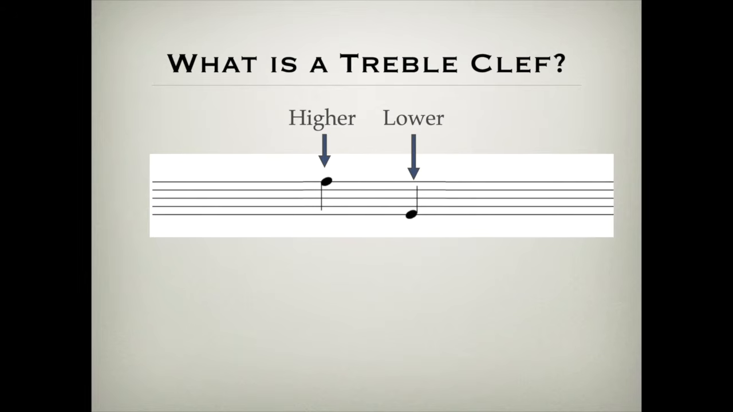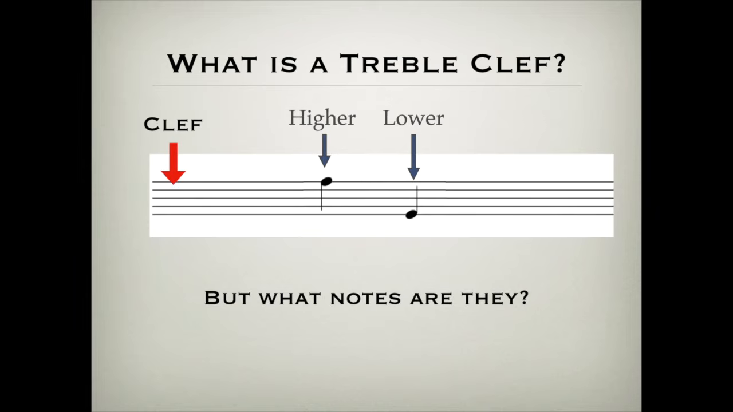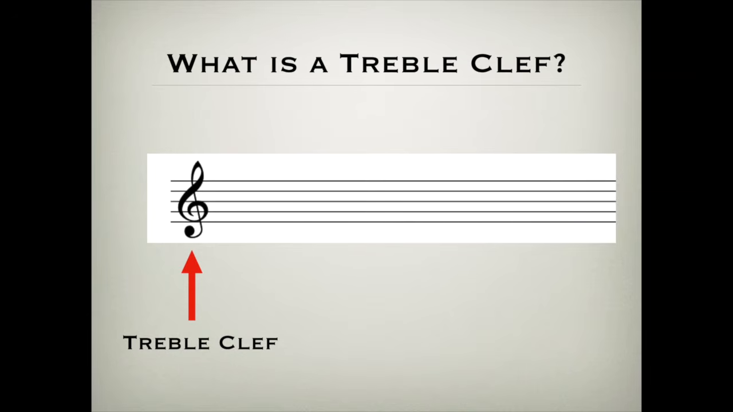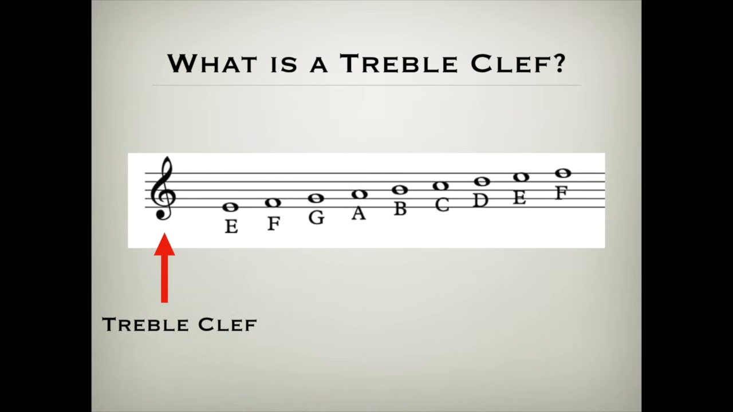So we know that it is higher in pitch, but we don't know what notes they are until we put a clef. Now a clef is a bit like a code breaker. It tells you which lines and which spaces refer to what notes. And one of the most common clefs that you'll come across is the treble clef. As soon as we put a treble clef at the beginning of the stave, then straight away it tells us what notes each of the lines and spaces are referring to.